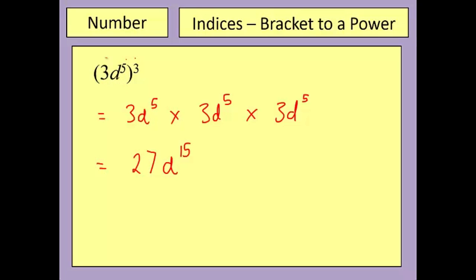So when you have a question like this and there's a 3 in the bracket, it's important to remember that you don't simply multiply 3 by 3 and get 9, for instance. A common wrong answer to this question would be 9d to the 15, but you actually raise that 3 to the power 3 as well. So it's 3 cubed, which is 27, and this is our answer.